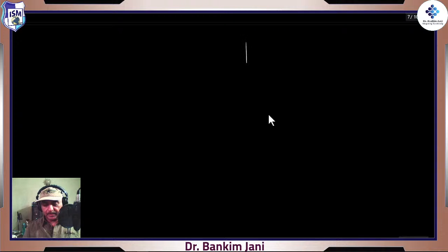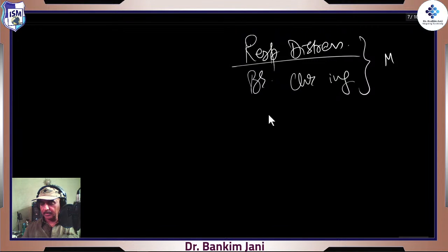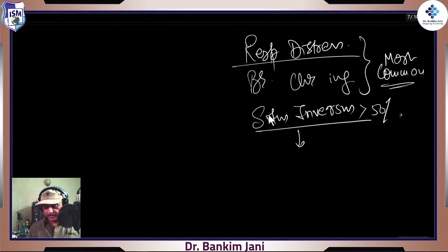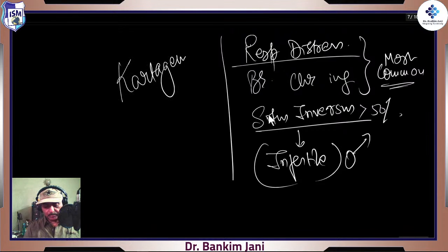Now in that, respiratory distress, bronchiectasis and chronic infections are the most common. And then when you auscultate, you find that more than 50% have situs inversus, and many of them are infertile. This is more common in males. So that's what we call Kartagener syndrome.